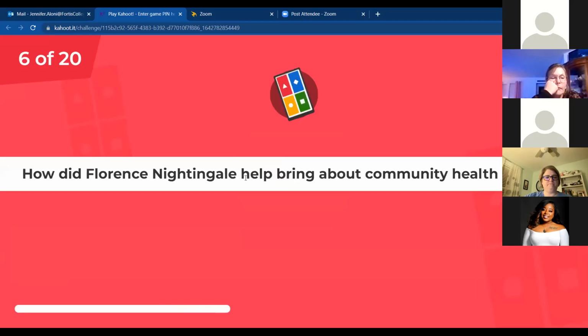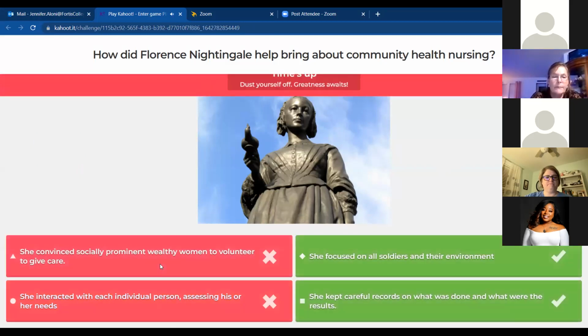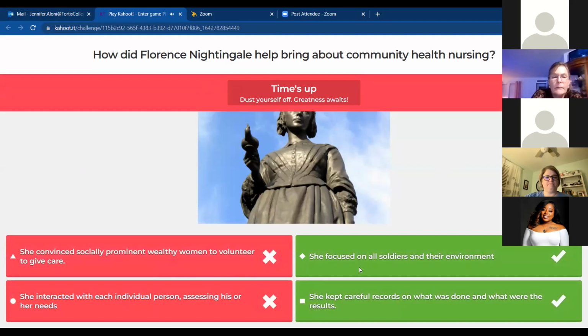How did Florence... No, we didn't talk about this, but I wish I could. She's very important, Florence Nightingale. But how did she bring it? She focused on the blue and the green: soldiers, kept careful records, interacted with each person assessing, and she helped women volunteer. Blue and green. Very good, blue and green. Who picked that? Ashley. Good job. Why'd you pick blue and green?